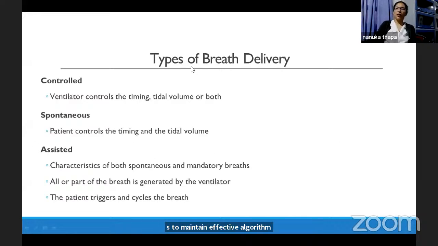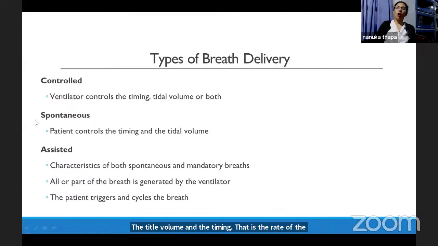Now, there are three different types of breath delivery. First is a controlled breath delivery. Over here, the ventilator has entire control of the breathing. So the ventilator will control the timing, or it will control the tidal volume. Or there can be a mode where both the tidal volume and the timing, that is the rate of the ventilator, is completely controlled by the ventilator.